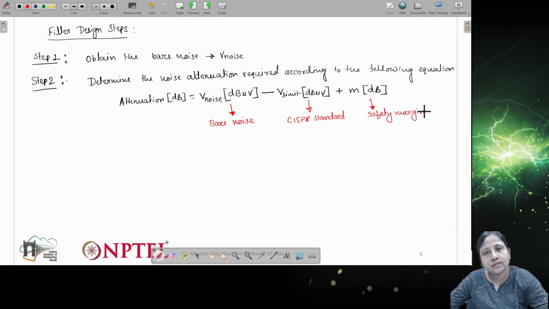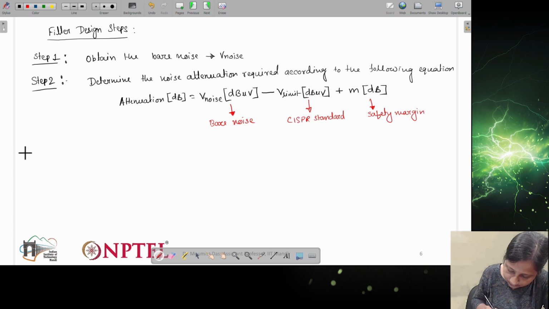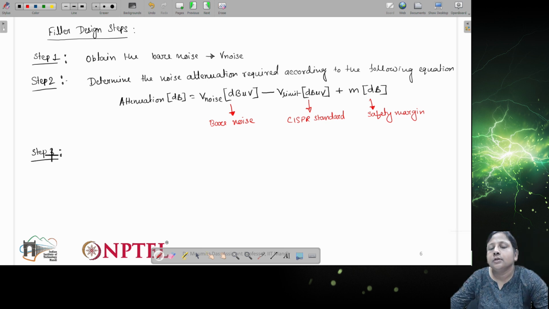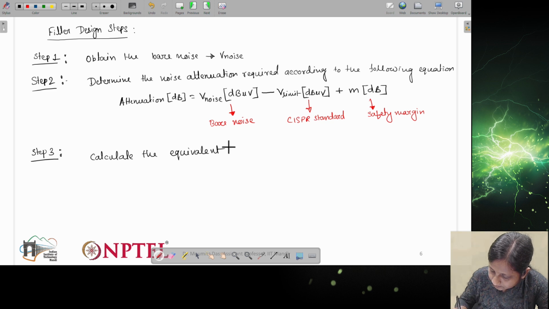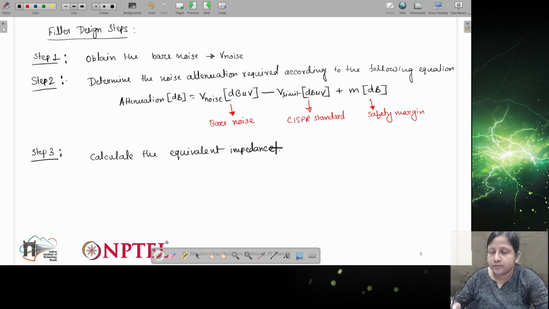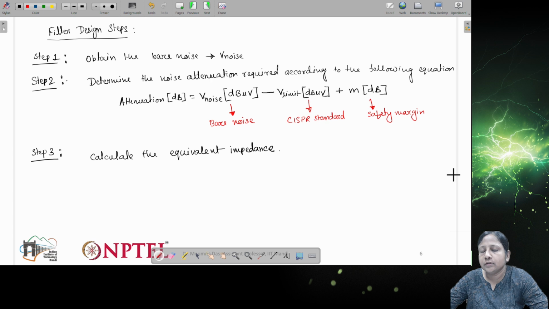Now in step 2 we determined the attenuation signal. Now step 3, what we need to do? We have the signal. So then calculate the equivalent impedance. When we have the attenuation signal, this we know. Now we have to find out the equivalent impedance which is required.